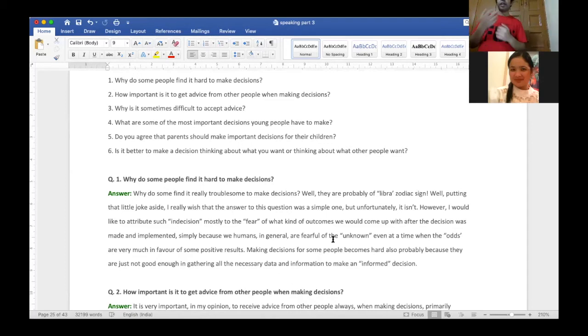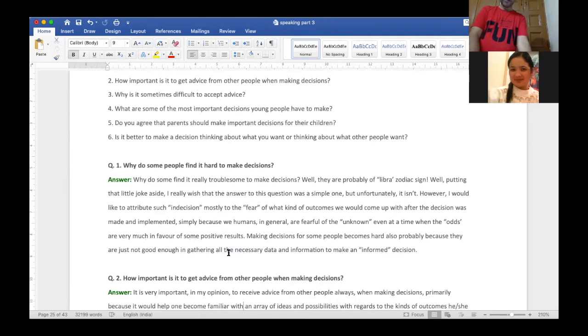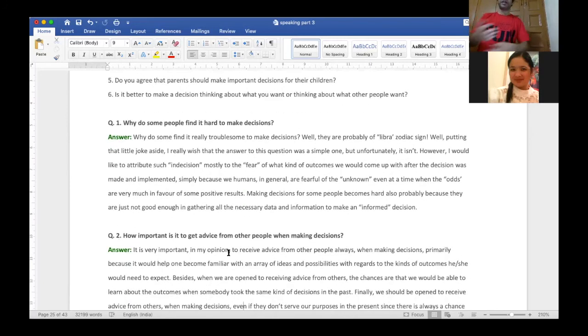Even at a time when the odds are very much in favor of some positive results, right? Making decisions for some human beings, some citizens, is hard because they are just not good enough in gathering necessary data and information which are required to make an informed decision. Okay.